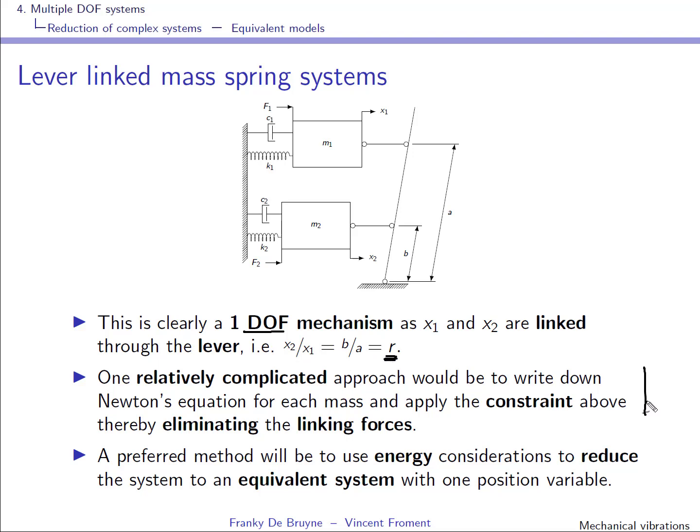One way to approach things would be to write down Newton's equation for the 2 masses, apply the constraints, and then eliminate the linking forces. That would be rather difficult. What we'll do is use energy considerations, right? And we'll reduce the system to one equivalent system with one position variable that will be x1 here. So we'll bring everything back as if there is only one system which has the position variable x1.